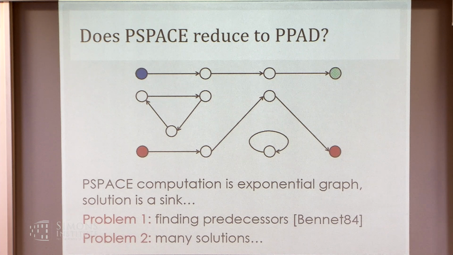Another problem is that in the end of the line problem, we assume we can compute both successors and predecessors in the graph, whereas a standard computation only lets you compute successors. But using reversible computation, from the results of Bennett, this ends up not being a big problem. The serious problem is that there are many solutions, and some of them might be much easier to find than the correct sink. So we don't think there's a reduction from PSPACE-complete problems to PPAD.